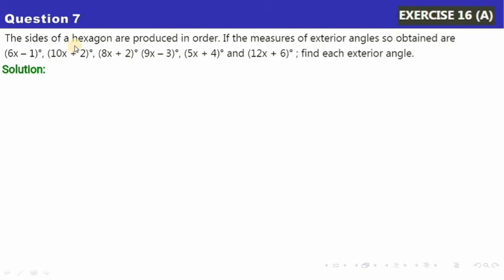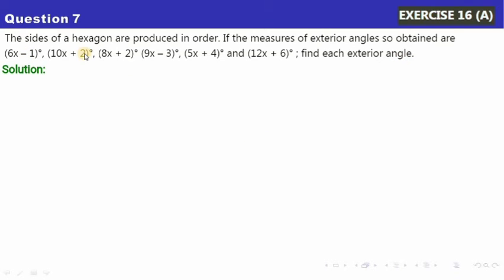Now let's have a look at the last question for the day. I'm taking question number 7. The sides of a hexagon are produced in order, and the measures of the exterior angles so obtained are these. Hexagon means how many sides will be there? 6 sides will be there, right? Okay, so these are the 6 exterior angles. This is 1, this is 2, this is 3, 4, 5 and 6. As you know, a hexagon has 6 sides, so it will have 6 angles, and all the angles are given here. Now you need to find the measure of each exterior angle.